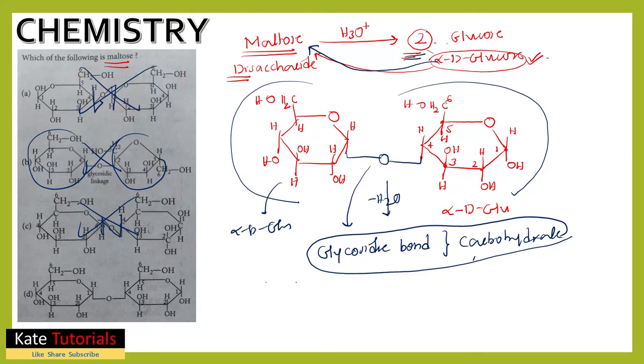So the correct option is D, because here the first carbon has OH, and here we have got the glycosidic bond. Here OH is below, H, OH, H, CH2OH. Very good. OH, OH, H. Here yes, CH2OH. So we can see that the same structure we have got. So the correct option is D.